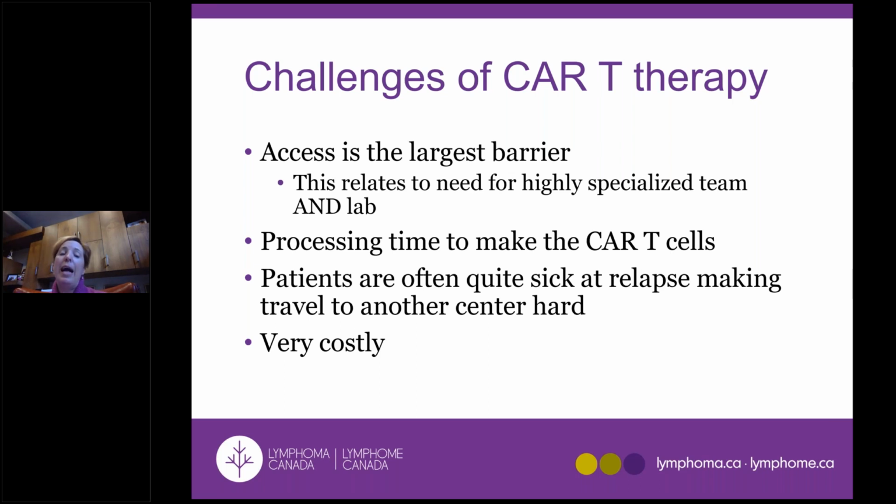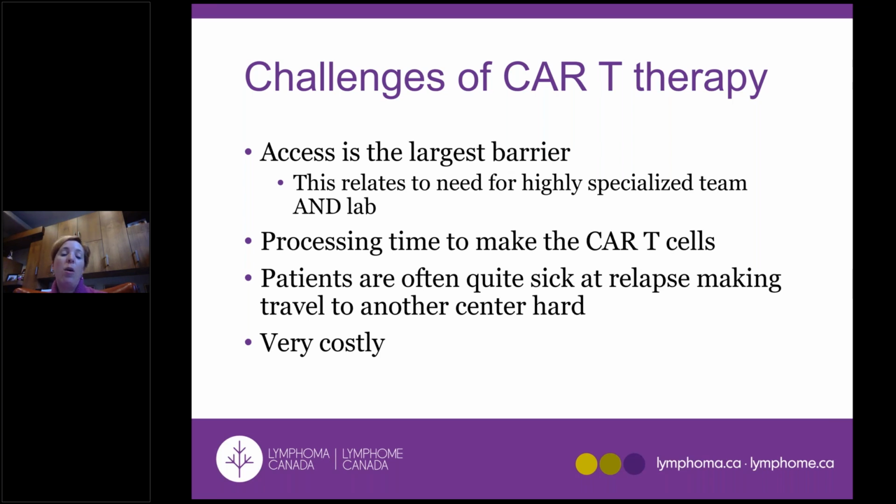But the challenges are really access. This is very specialized, and you need not only a specialized team, but a specialized lab to be able to harvest and process the CAR T cells. The processing time does take time, and people are often very sick at relapse, which is a problem, partly because of the time needed to get prepared, but also because at present, there's really only 4 provinces in Canada where CAR T-cell therapy is administered, meaning that many patients will have to travel far from home to receive CAR T-cell therapy.